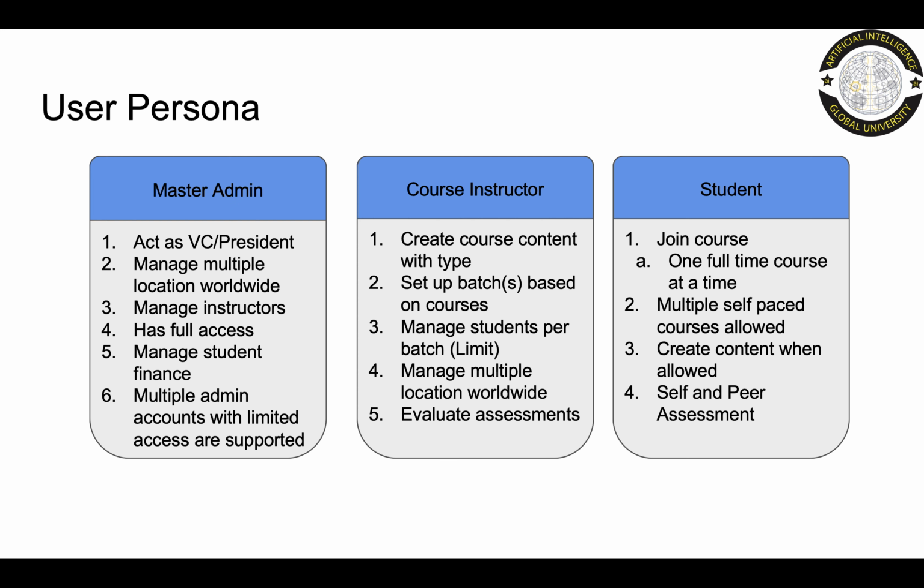There are three different user personas on our platform. One is a student, at the very right. A student will join the course, join a batch, and join a class, and that class will be part of a batch, and then the student will start the course and complete the course.